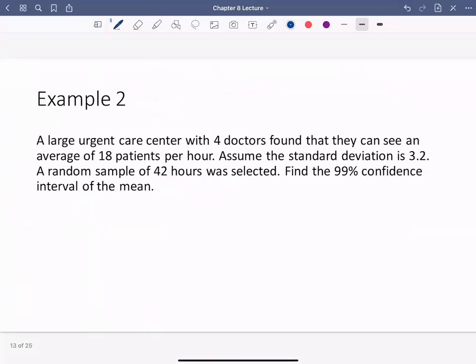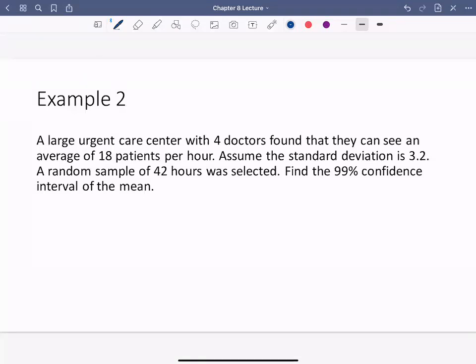All right, example 2 says a large urgent care center with 4 doctors found they can see an average of 18 patients per hour. Assume the standard deviation is 3.2. A random sample of 42 hours was selected and find the 99% confidence interval of the mean. So remember, we have 4 things to find. And we're just going to start reading it.